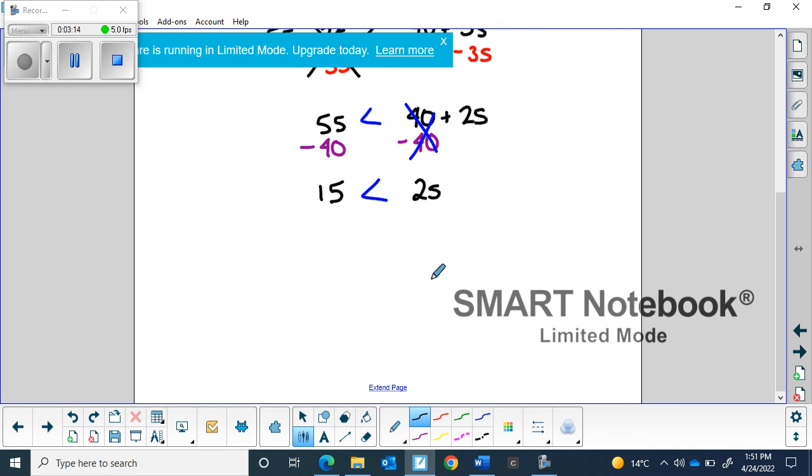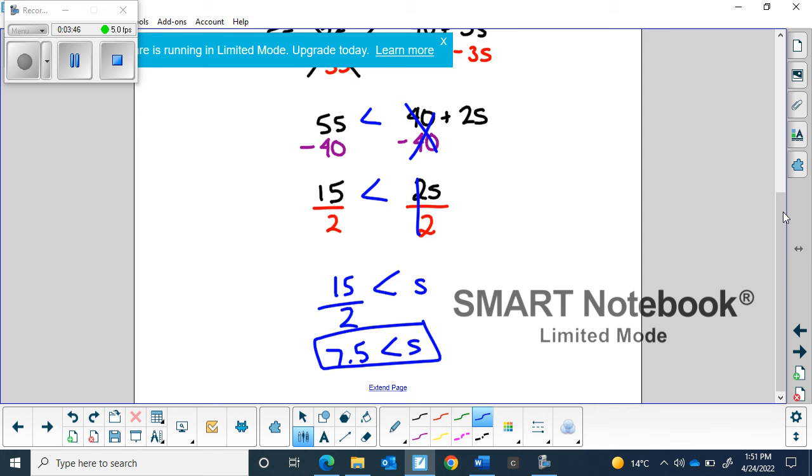Now, we're so close. We need to unattach this 2 from the S. Right now they're attached with multiplication, so the opposite is division. And what I do to one side, I have to do to the other. I didn't multiply or divide by a negative, so the symbol in the middle stays the same. S is less than 15 over 2. Now, 15 divided by 2 is about 7.5 if we had a calculator.